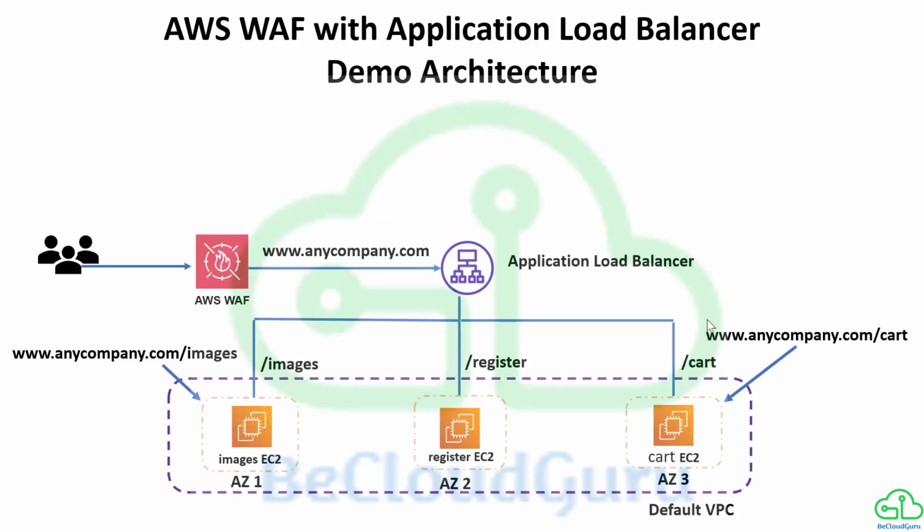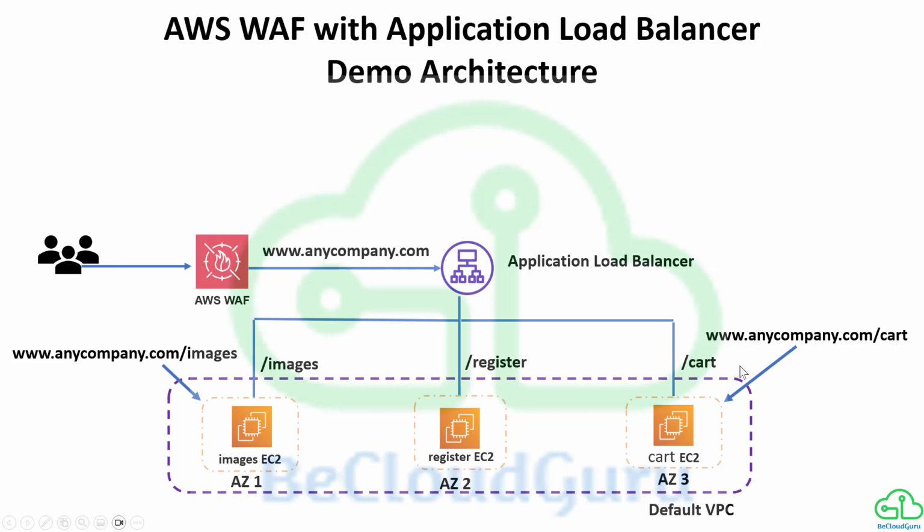This is going to be our architecture for the demo use case, which I'm going to configure step by step so that you can easily follow along. Now if you see, we have three EC2 instances named image, register and cart, configured in three different availability zones, and they are front-ended by an application load balancer. On the application load balancer, we have configured path-based routing, where the load balancer will look at the path or the URI, and if it contains a specific value, like images, it would be routed to the images EC2 or the target group configured in the backend of the application load balancer, and similarly for the register and the cart URI paths as well.